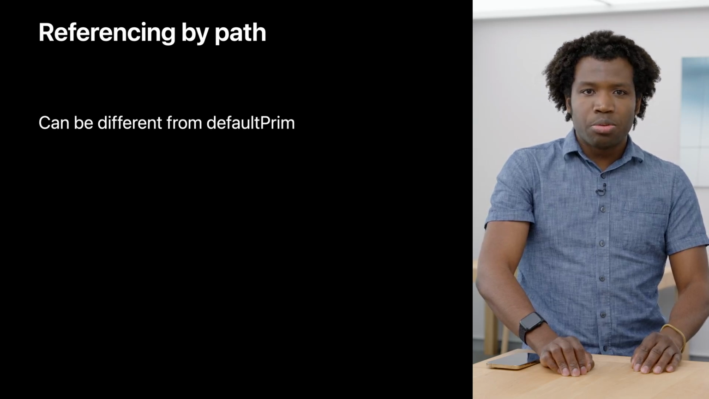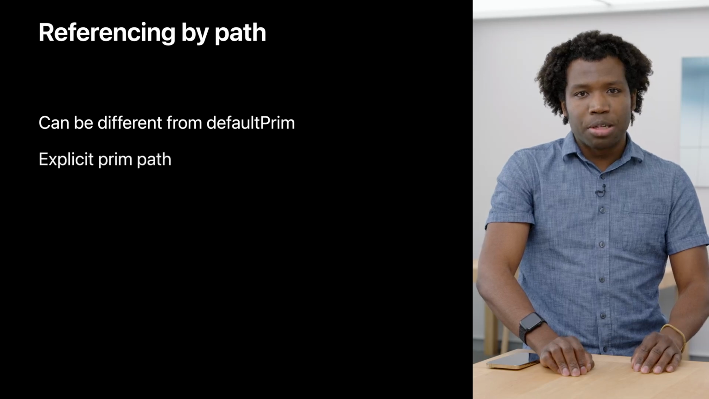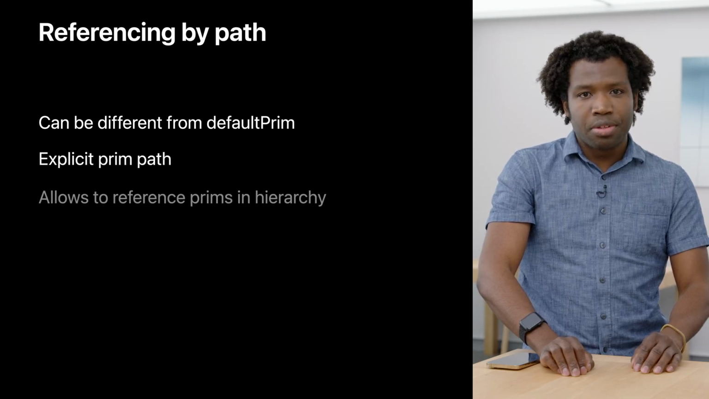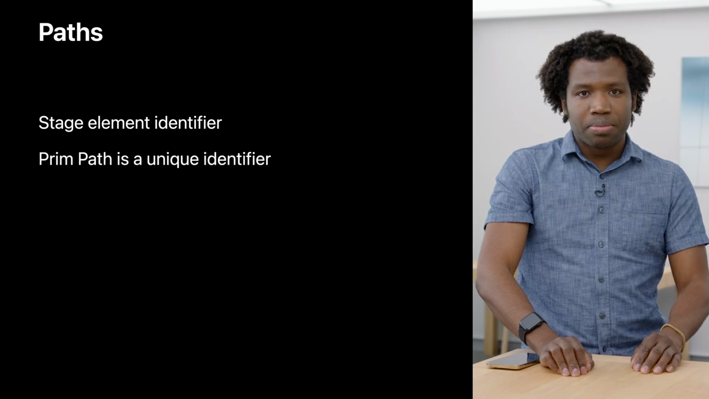Alternatively, if the default prim is not authored, or you wish to refer to a prim that is different from the default prim, you can specify the path to the prim in the referencing layer explicitly, anywhere in the hierarchy. Paths in USD are used to identify elements on a stage. The prim path is a unique identifier for a prim.